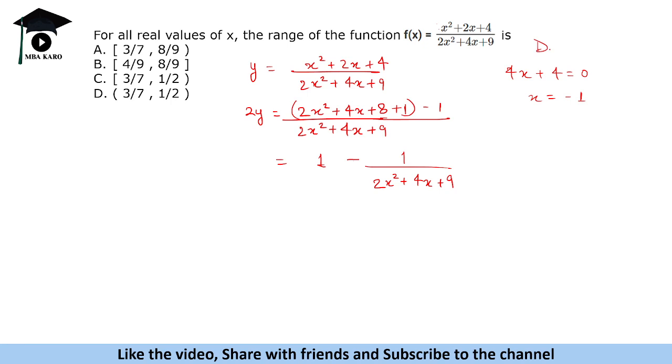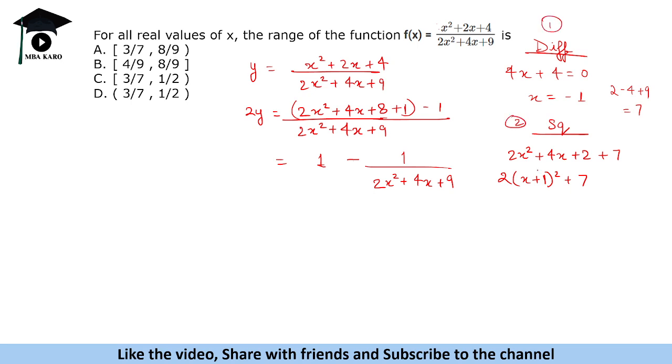Second, you make the squares. How do you make squares? You will say 2x square plus 4x plus 2 plus 7. So 2 times (x plus 1) whole square plus 7. In this case if you put x equal to minus 1, you get 2 minus 4 plus 9, that is 7. One method is differentiation. Second method is making the squares of this. So the minimum value of the square term is 0, so this minimum will be 7.